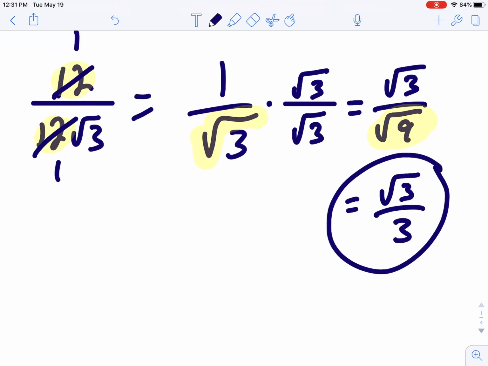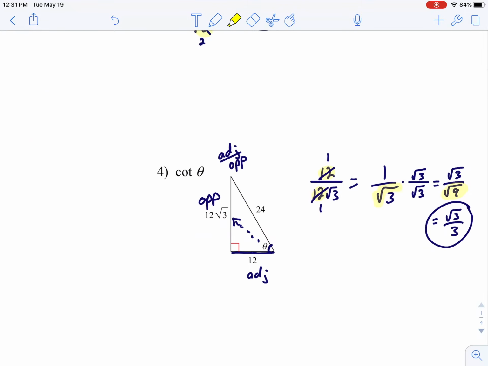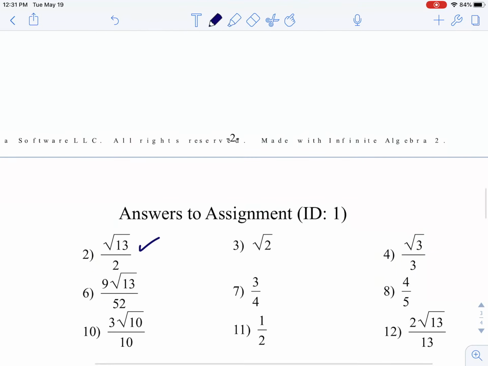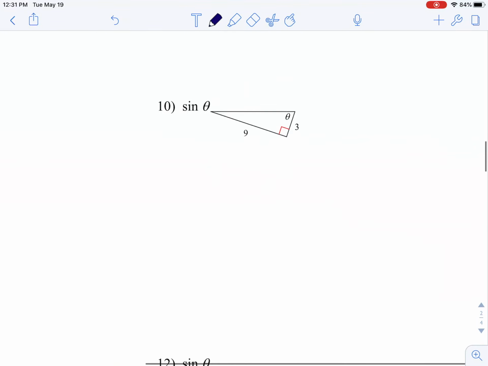So this answer now has the radical on top, which is okay. You can't have the radical on bottom like up here, but you can have it on top. So that should be the answer to number 4. Let's check and see. Yes, and there it is.